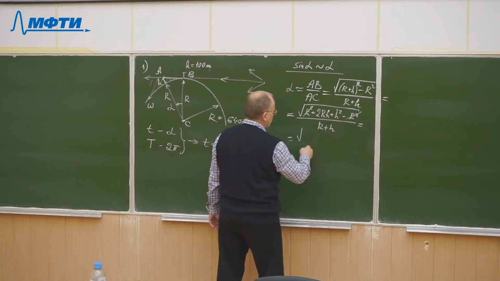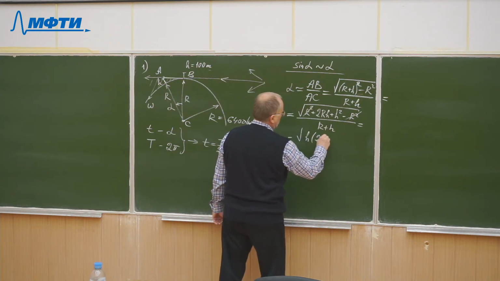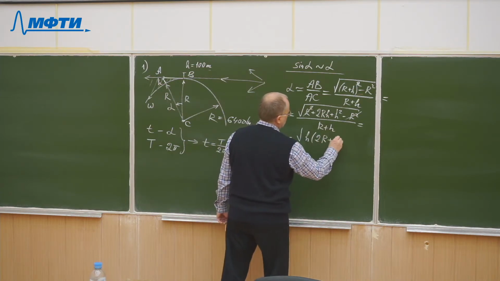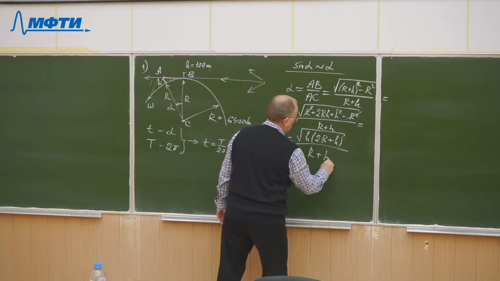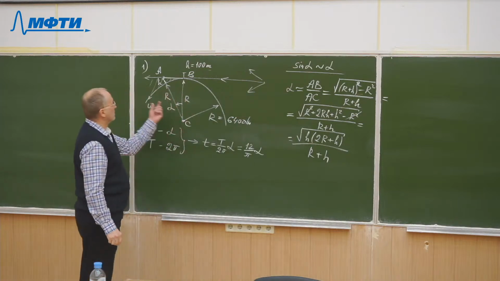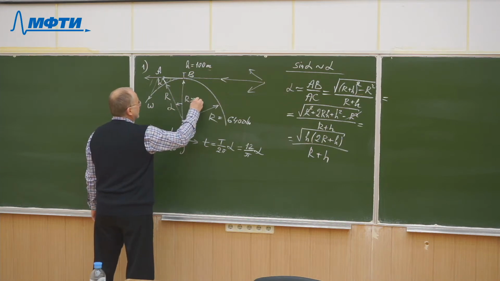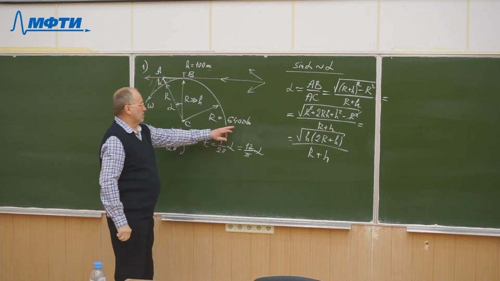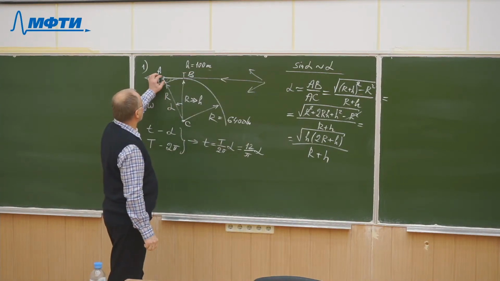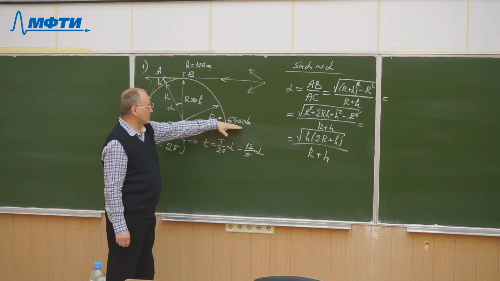We say h can be factored, so h times 2r plus h. We factor h over r plus h. Now we take into account the fact that the Earth's radius is much, much larger than the height of this rock. The height of the rock is just 1/10 of a kilometer, while the Earth's radius is more than 6,000 kilometers.